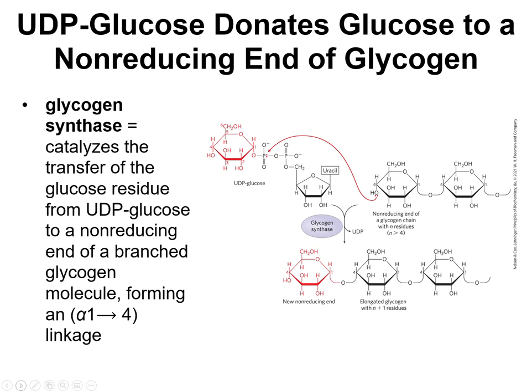After that, you're going to add on that glucose to the non-reducing end of glycogen. I know we talk about, oh, it's the non-reducing end, so chemistry can't happen there. Yes, it can, just not that kind of chemistry. So we need glycogen synthase. It transfers the glucose from the UDP glucose to the non-reducing end of a branched glycogen molecule, and it forms that alpha 1,4 linkage.